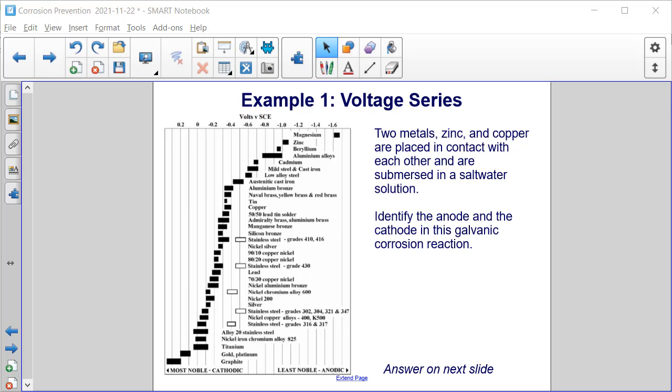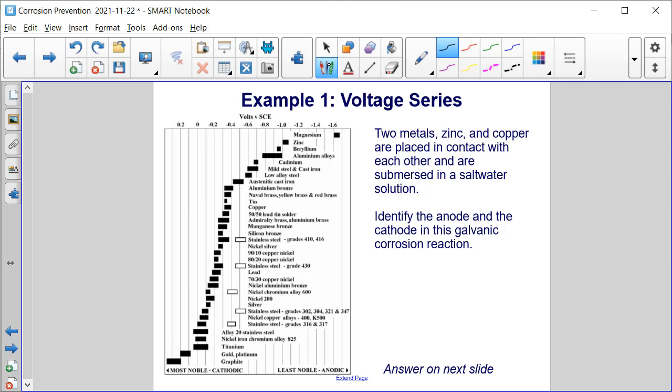Example 1, voltage series. Two metals, zinc and copper, are placed in contact with each other and are submersed in a saltwater solution. Identify the anode and the cathode in this galvanic corrosion reaction. The answer on the next slide we will review, but let's just see if we can identify these two metals from the diagram and decide based on that.